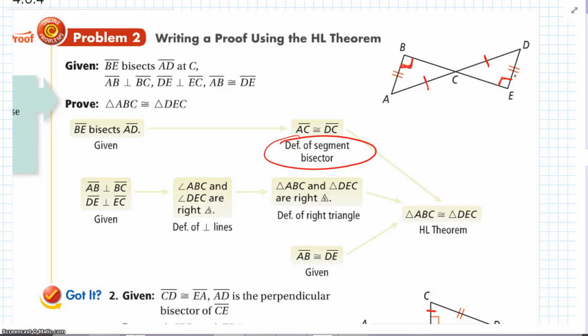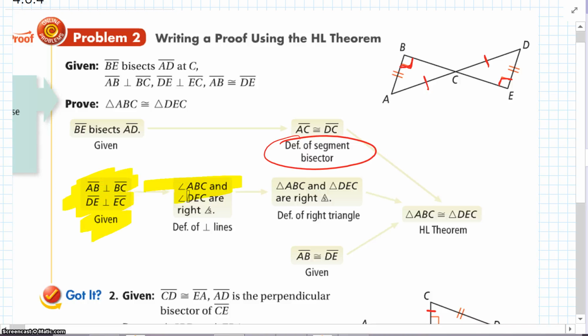Well, BE bisects AD, that's given. So we get AC is congruent to CD, which I already marked, because that's the definition of a bisector. AB is perpendicular to BC, DE is perpendicular to EC. That is all given. So angles ABC and DEC are right angles, by the definition of perpendicular lines. So the triangles ABC and DEC are right triangles. That's the definition of a right triangle.